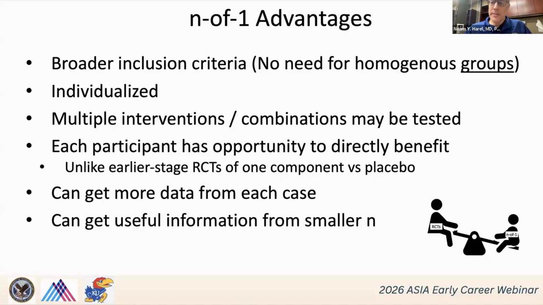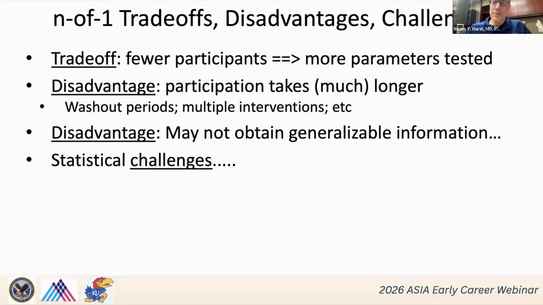And we can get useful information even with a small n. Again, those papers on the prior slide were all major papers that have impacted our field. Okay. Again, this is not a perfect solution to everything. There are some trade-offs, some challenges. Definitely going to do fewer participants, with the trade-off being you can test more parameters in each participant. But it is a disadvantage.